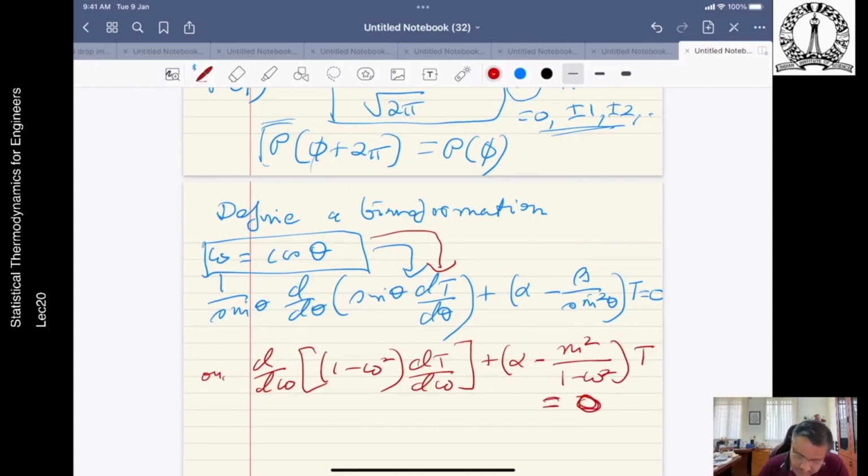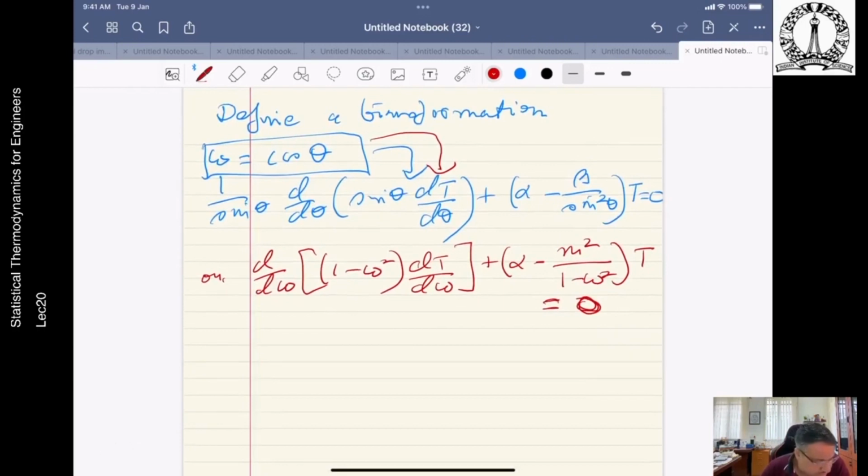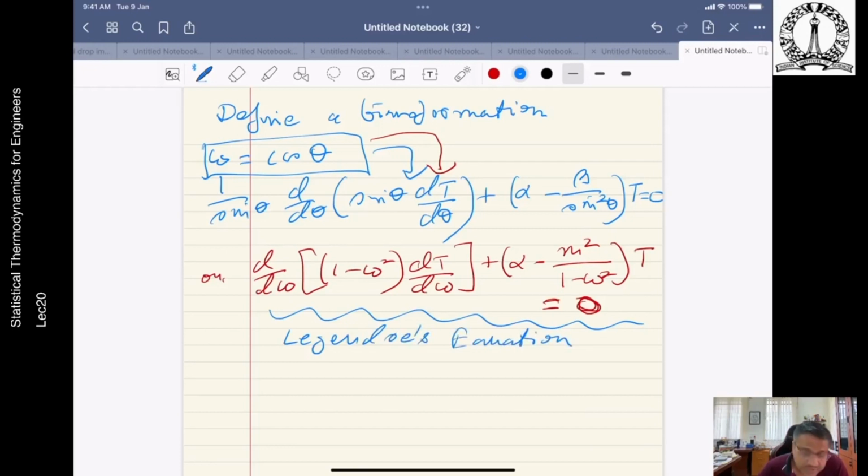Okay, so sine squared theta is 1 minus cos squared theta. So this expression, if you look at it closely, is called Legendre's equation. It comes from spherical harmonics, actually. Anything that shows spherical symmetry gives Legendre's equation. So this usually has a power series solution.